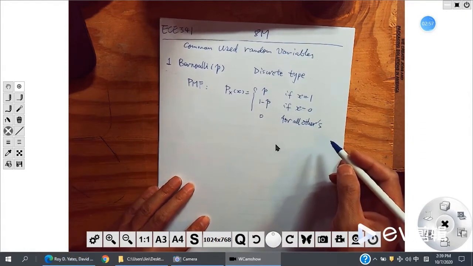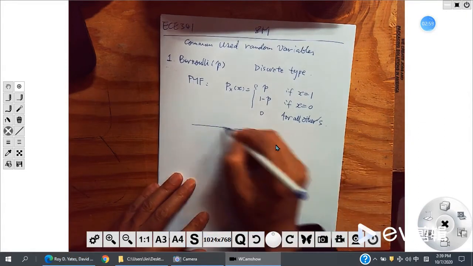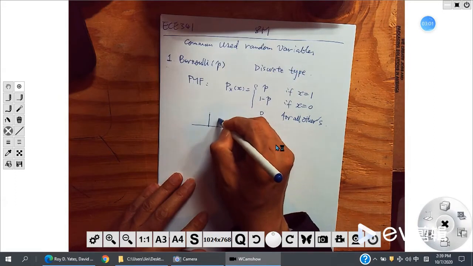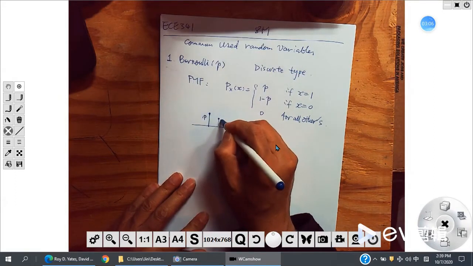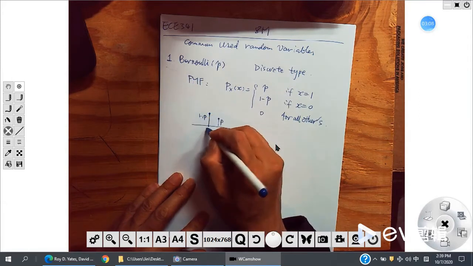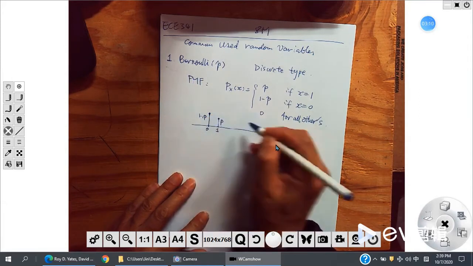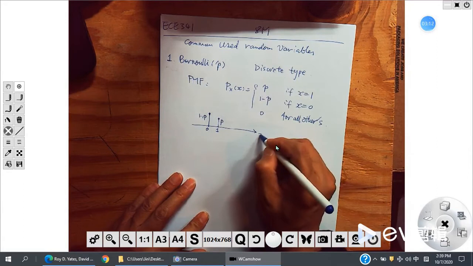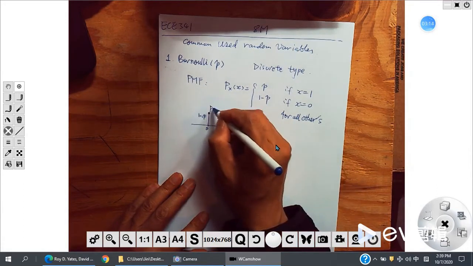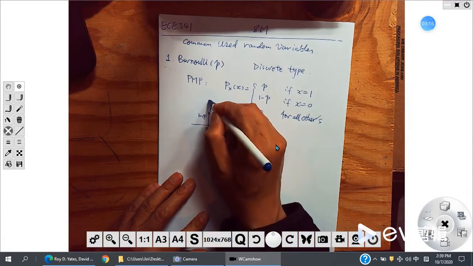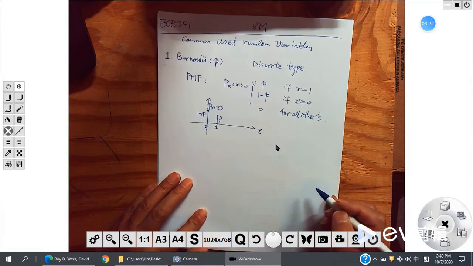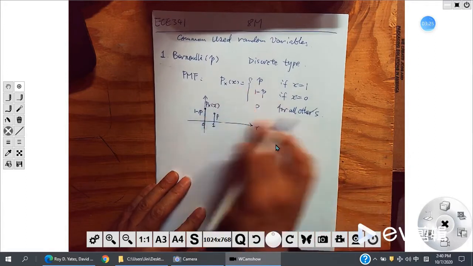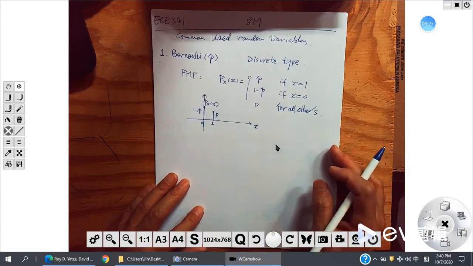If we give a graph, it looks like this. Here's p. Here's 1 minus p. This is 0. This is 1. This is x. This is p_X of x. Right, this is a mass function. This is for discrete type.